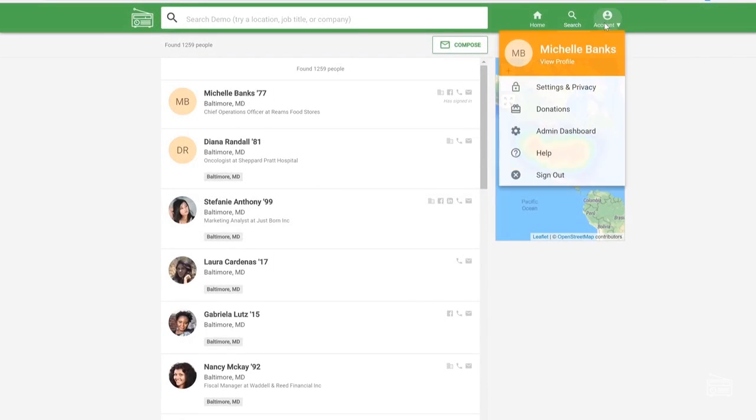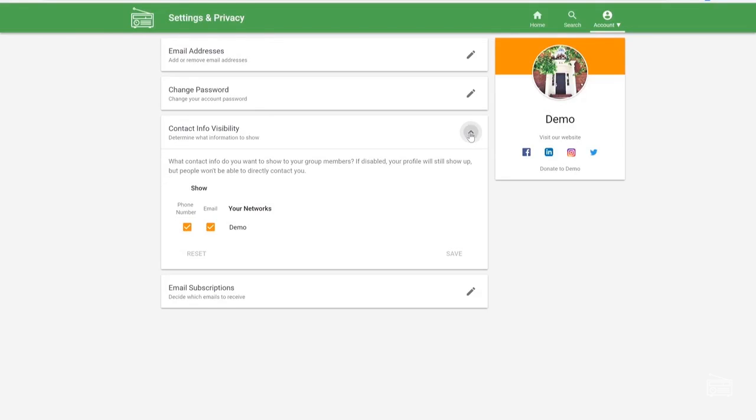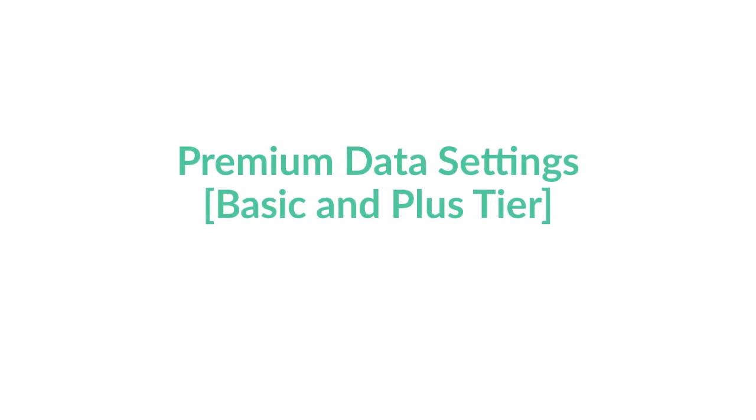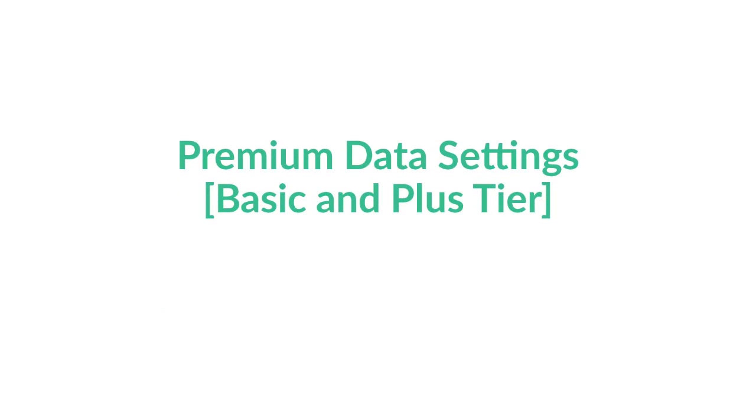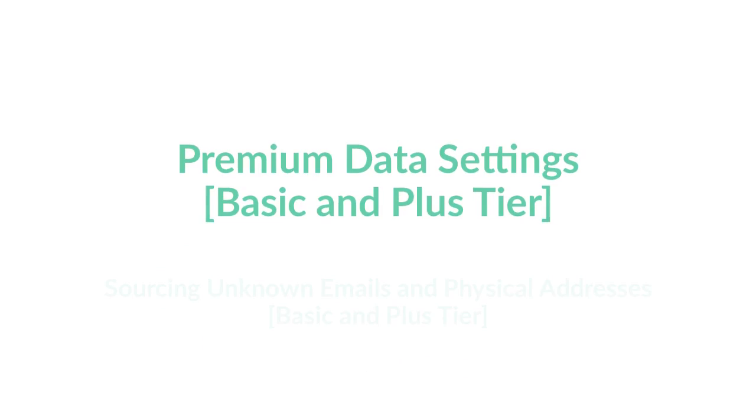Wavelength works with organizations to set the default privacy controls for phone numbers and email addresses. Members can sign in and change their privacy settings at any time. The following features are for Basic and Plus customers.